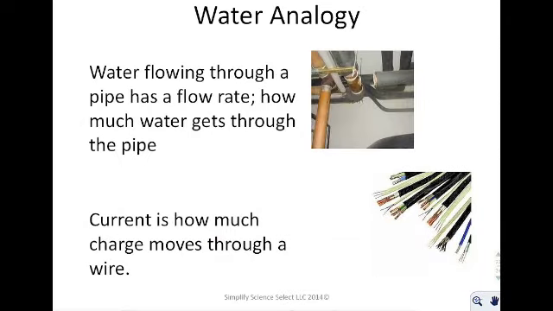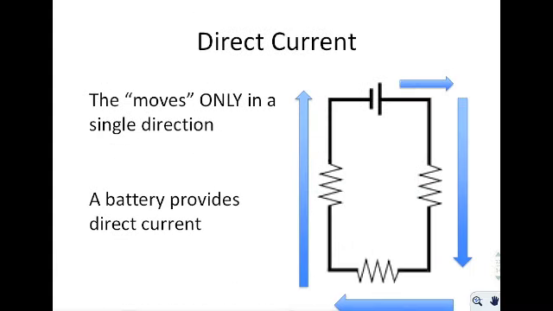So let's continue our water analogy for electrical current. Electrical current is like water flowing through a pipe, but instead of water, we're talking about charge. So electrical current is how much charge is moving through a wire. It's not really how much, it's really the rate at which charge moves through the wire. You can think about it as velocity for the charge.